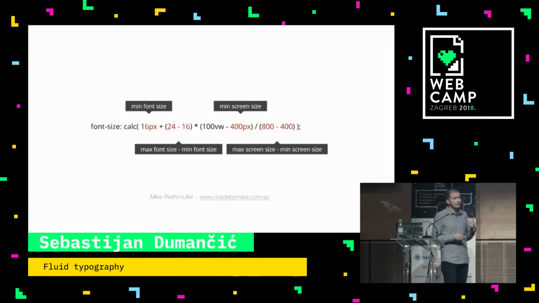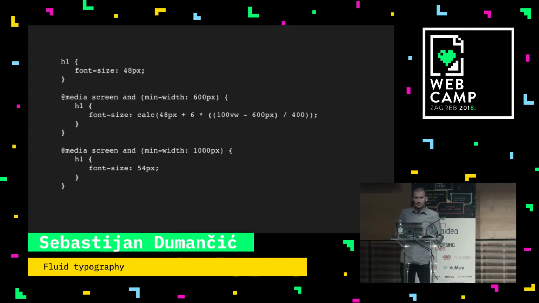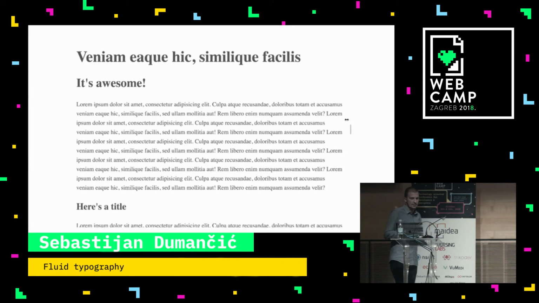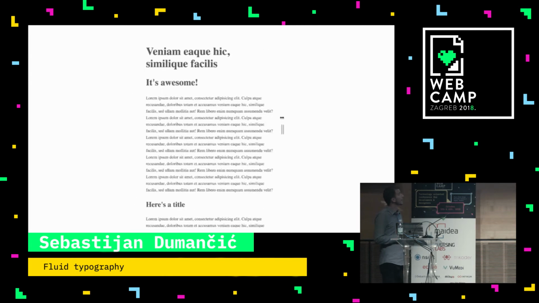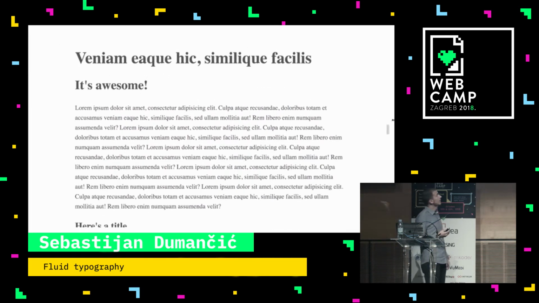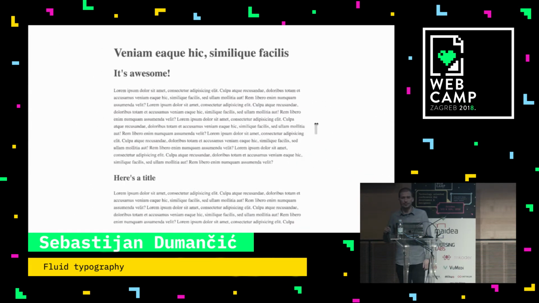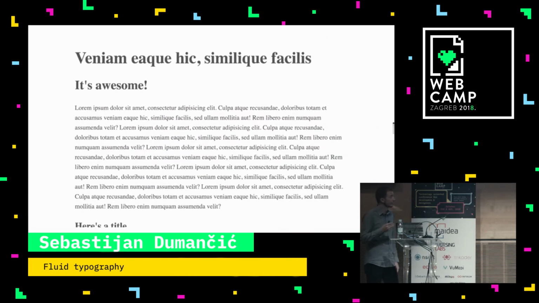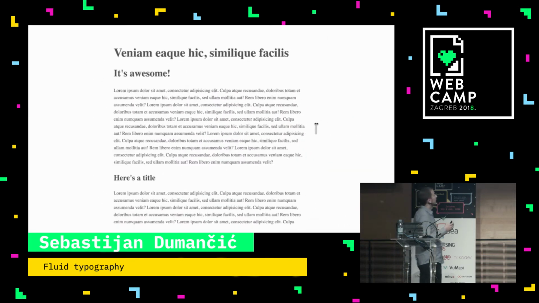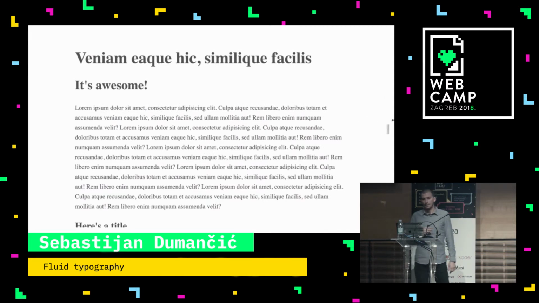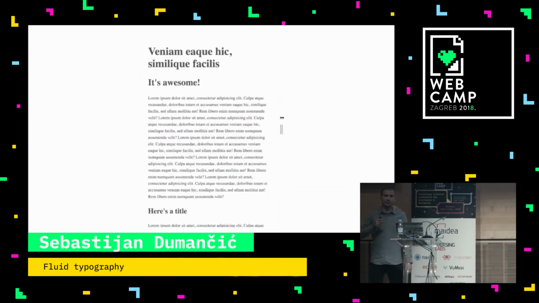You need to enter minimum font size, minimum screen size, maximum font size, and maximum screen size. And this crunches the numbers, and of course you use it in the middle part, and it perfectly interpolates the fluid typography. So you see there is no jump in the title between the static part and the fluid part, and it scales perfectly.